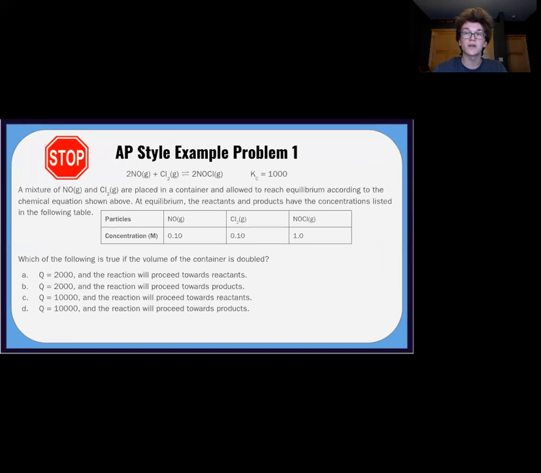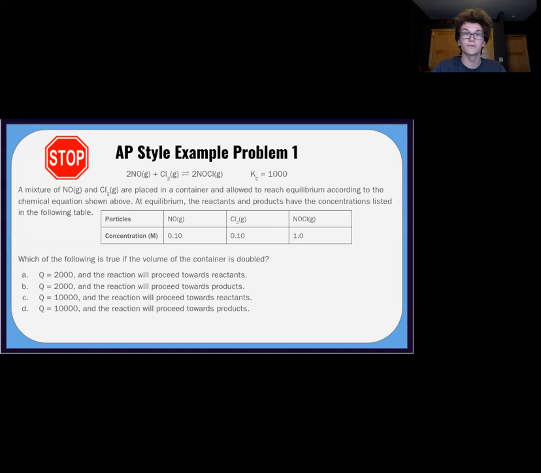Here is an AP example problem regarding the concentrations of a system at equilibrium. It reads that a mixture of NO and Cl2, both gases, are placed in a container and allowed to reach equilibrium according to the chemical equation shown above. At equilibrium, the reactants and products have the concentrations listed in the following table. Which of the following is true if the volume of the container is doubled? Please pause the video at this point to attempt this on your own, and then continue watching for the answer.